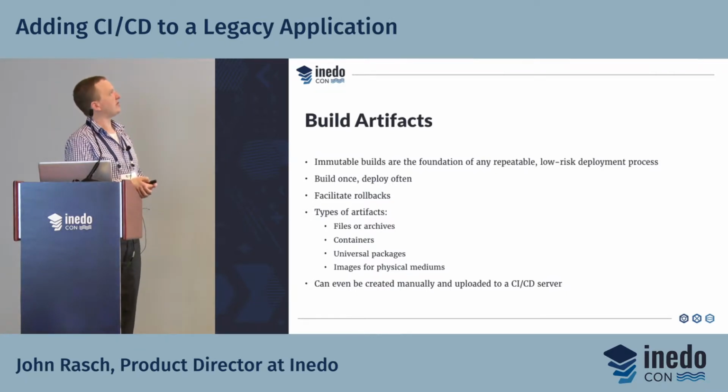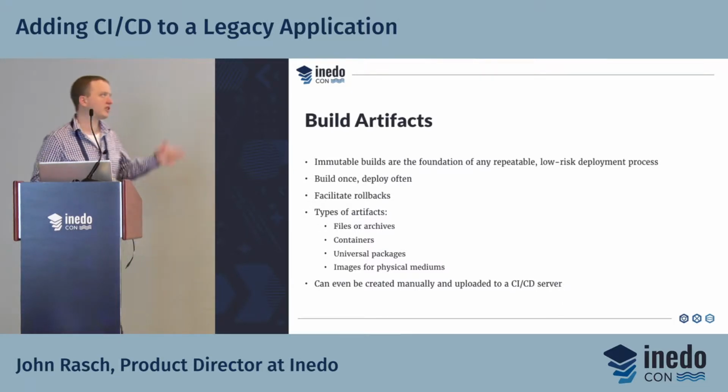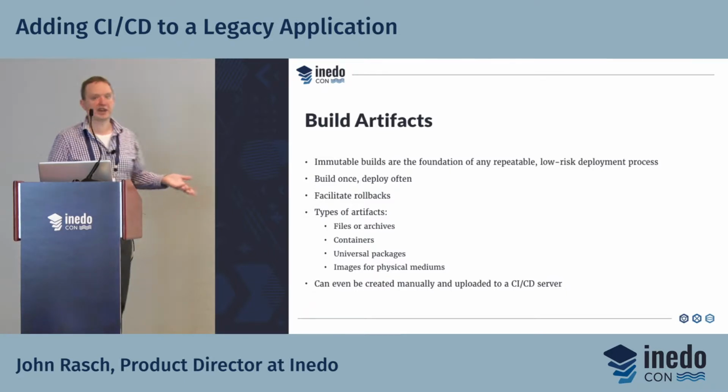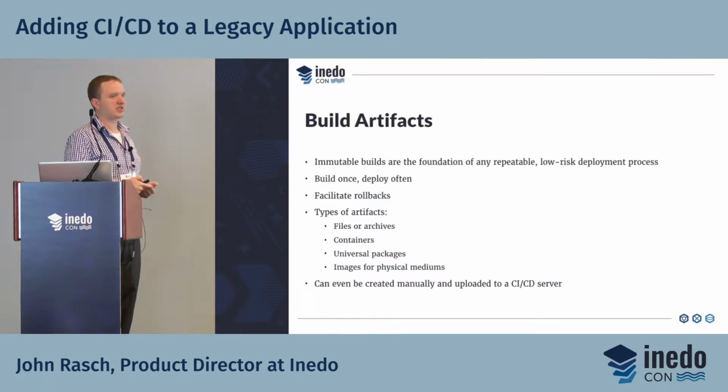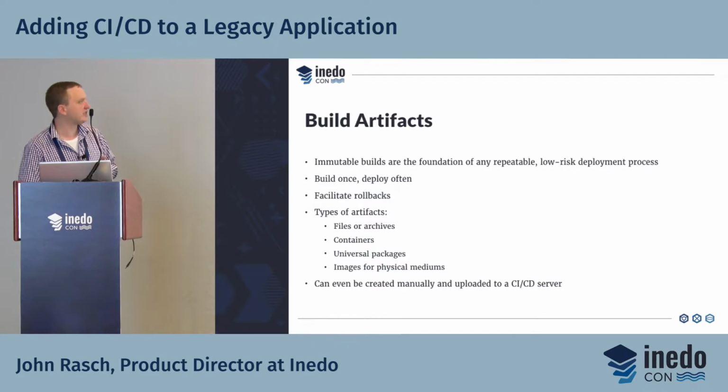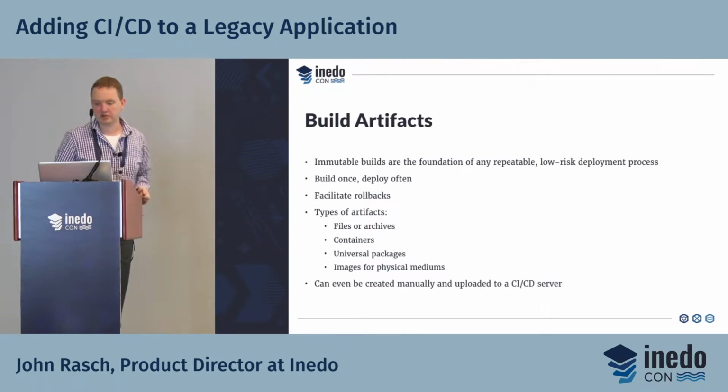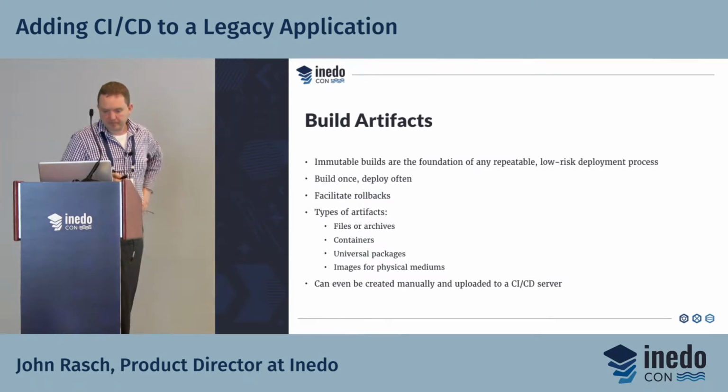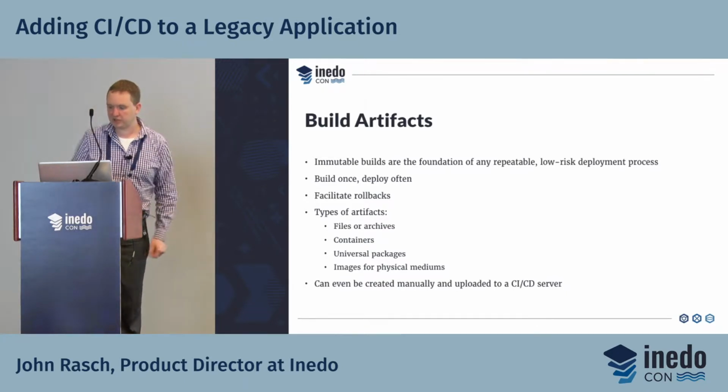Common types of artifacts can be files or archives, which is just a zip file or a tarball or something like that. Containers are actually an artifact of a build output. Universal packages and images for physical mediums, that could include VHDs even, but I was thinking more ISO, can be created manually and updated or uploaded to a CI/CD server. So we've heard this example before as well.